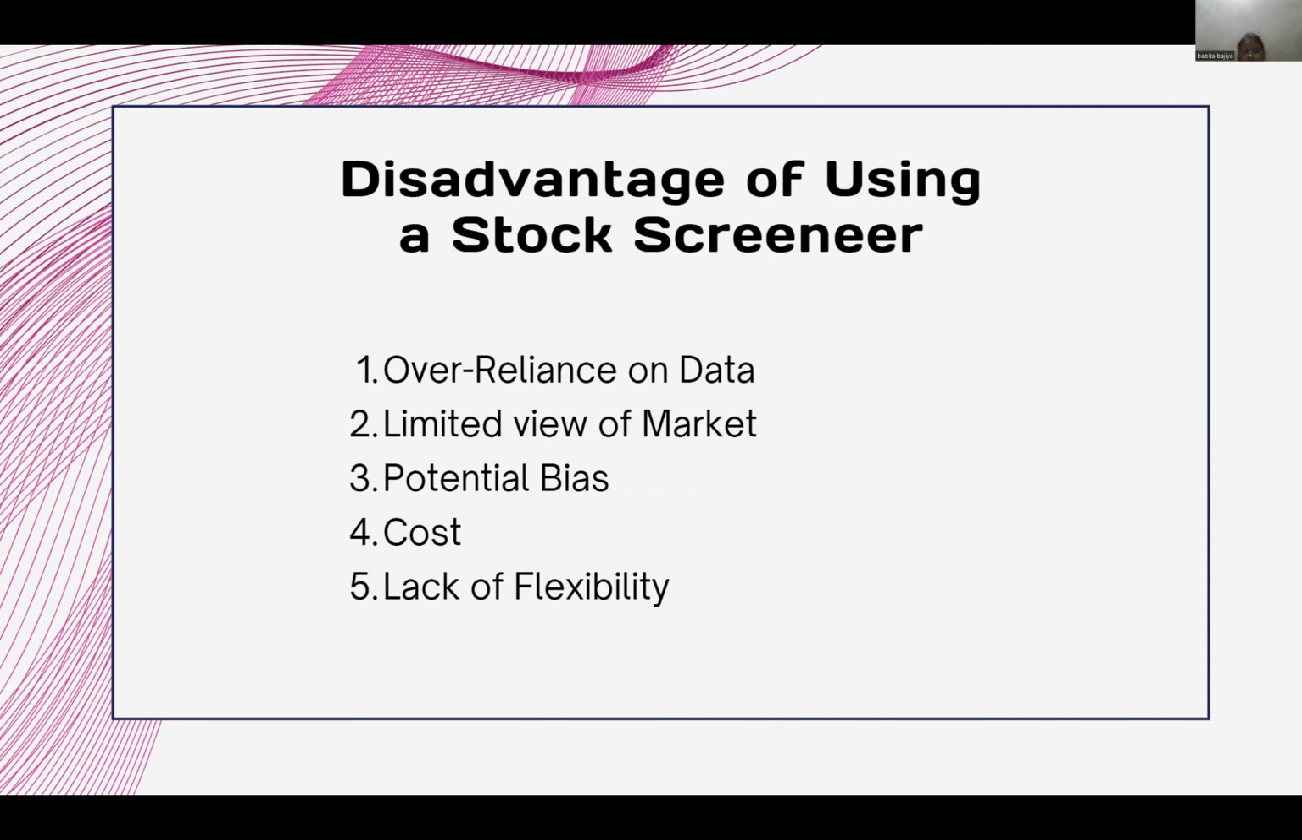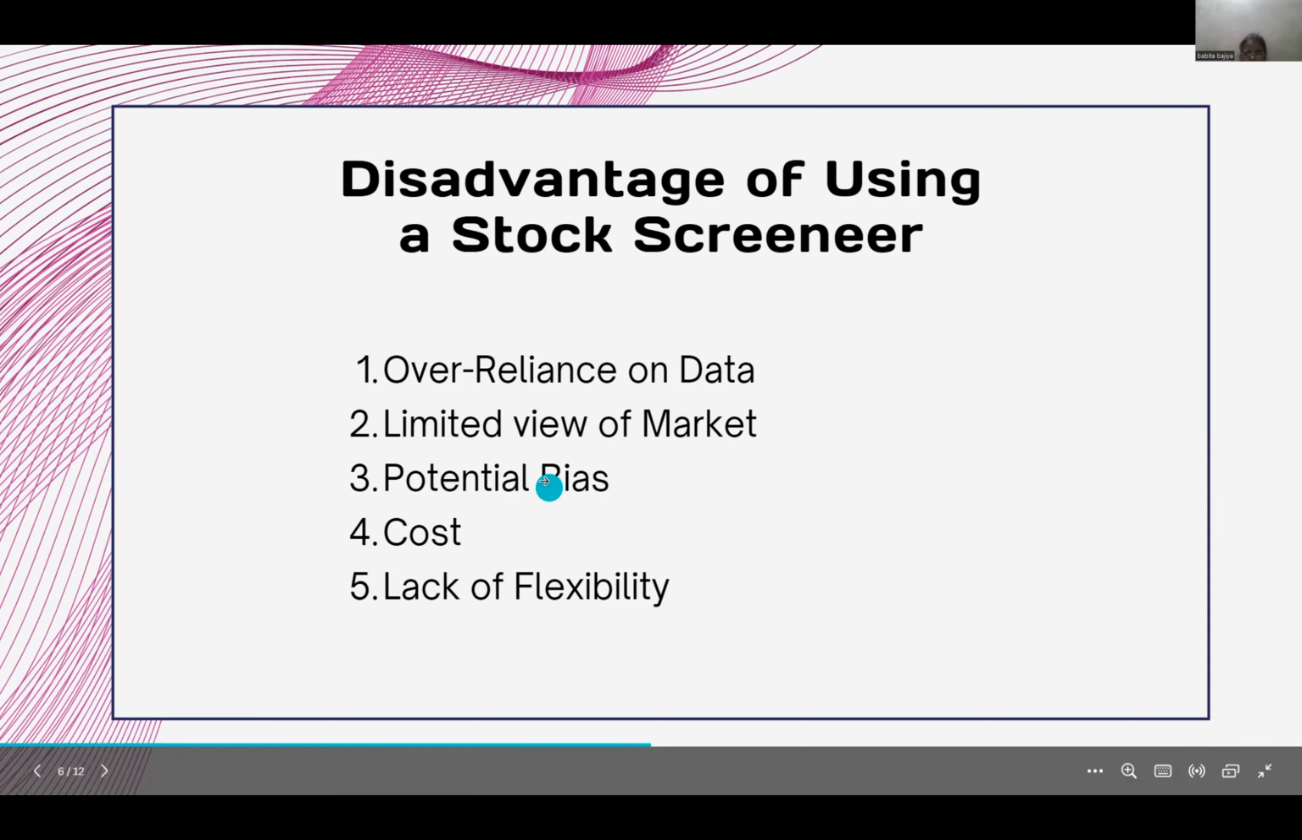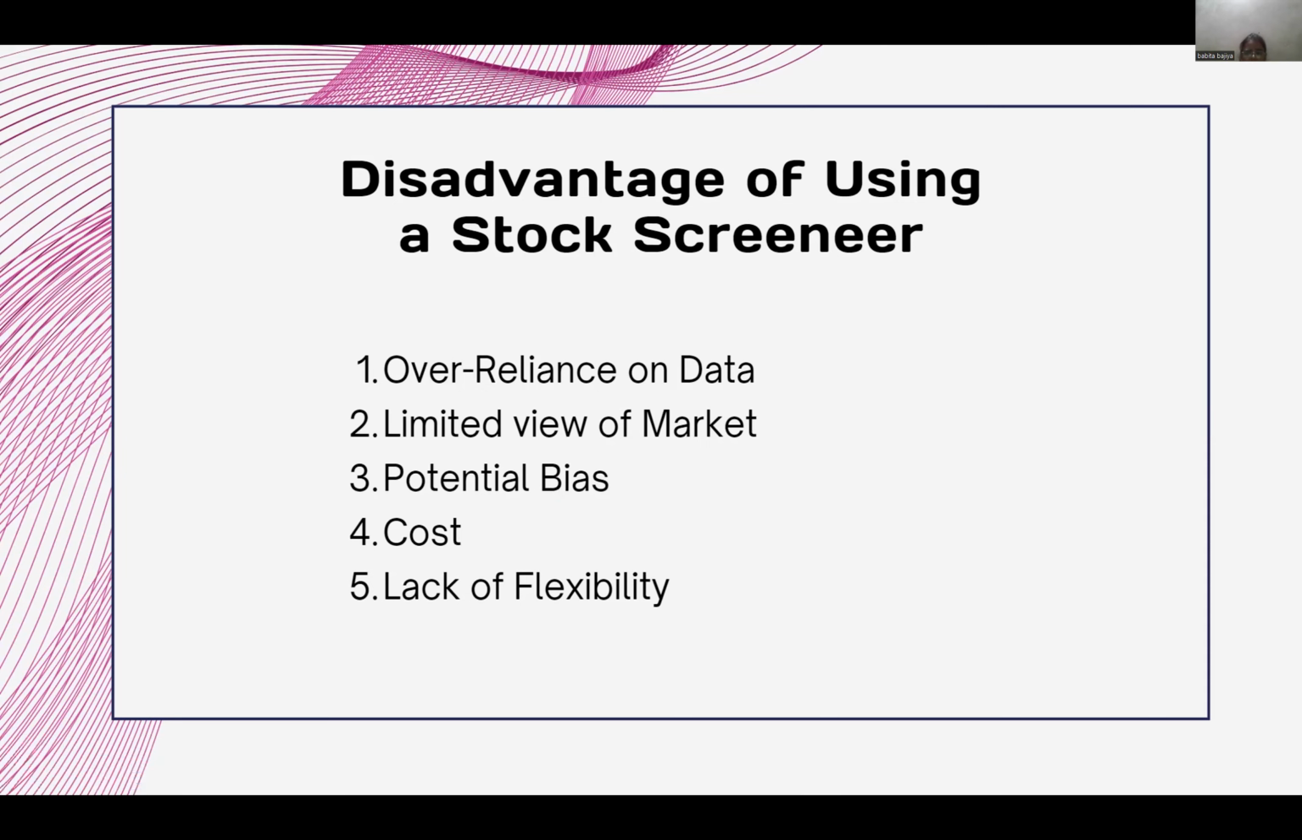Then disadvantages of using a stock screener. First is over-reliance on data. Reliance only on quantitative data may overlook qualitative factors that can significantly impact a stock's performance. Second is limited view of the market. A stock screener focuses on specific criteria, potentially leading to missed investment opportunities outside the defined filter. Third is potential bias. Predefined filters can introduce bias into decision making, affecting the selection of stocks based on personal preference and past performance.